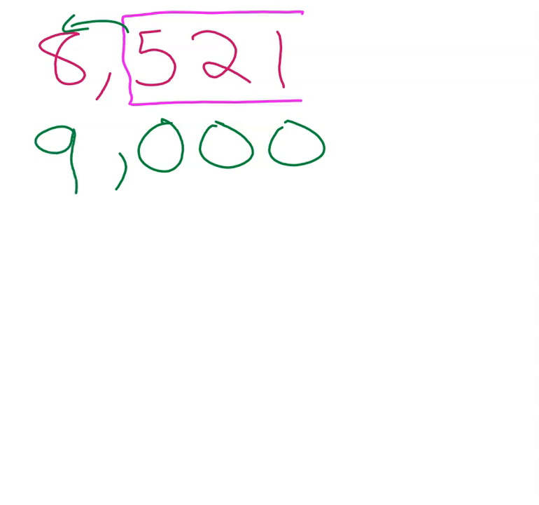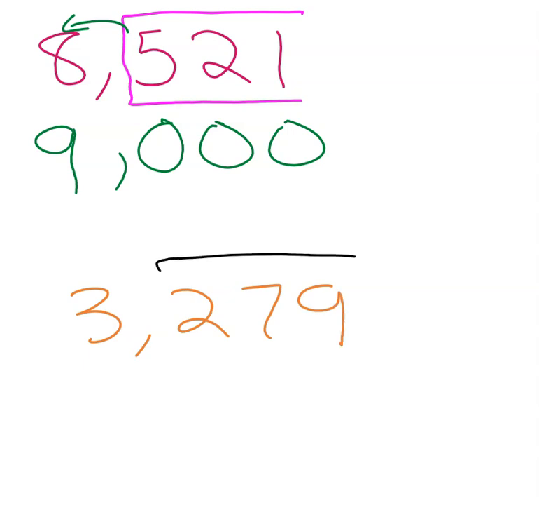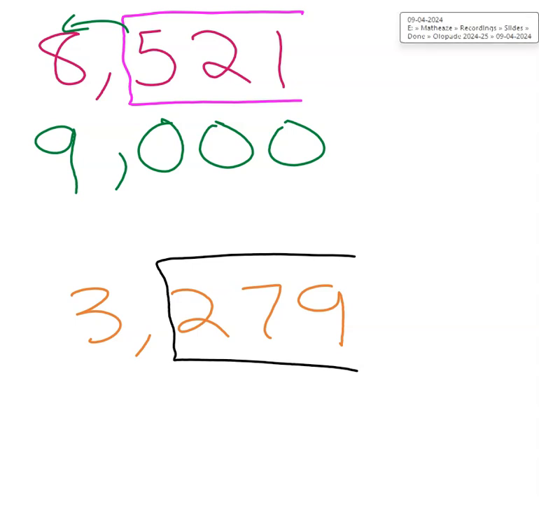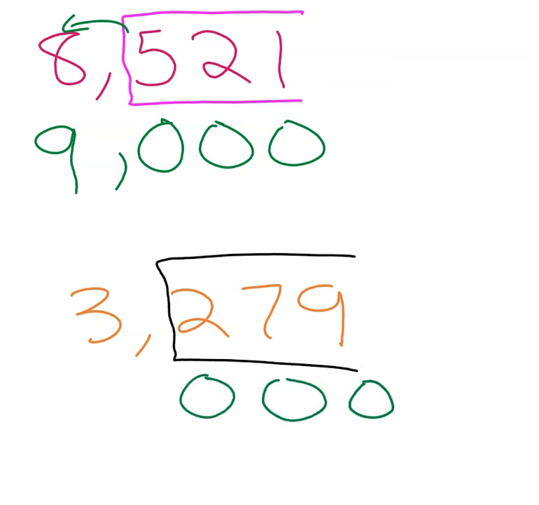And our last example is 3,279. Let's start off by marking off our last 3 digits. 279 is not up to 500. So what we're going to do is replace this with zeros, and we're going to round down. So this is going to be 3,000.